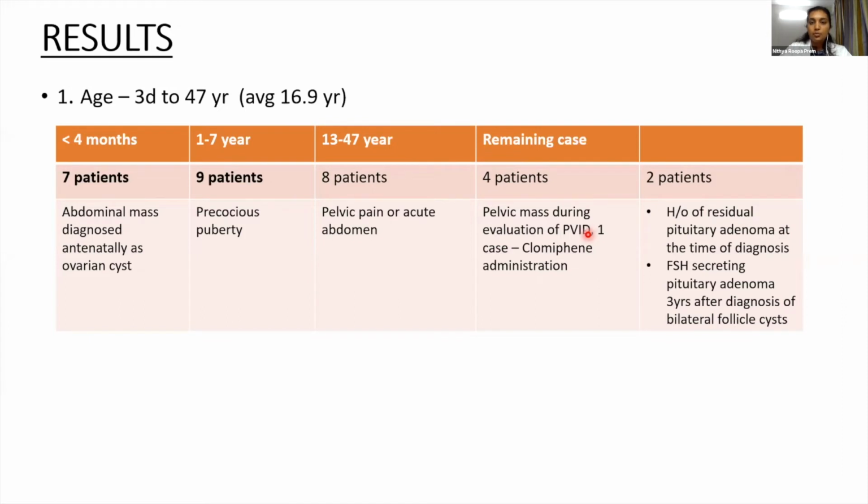8 patients presented with pelvic pain or acute abdomen, and of the remaining cases, 4 patients presented with pelvic mass during evaluation of pelvic inflammatory disease, 1 case secondary to clomiphene administration. 2 patients, of which 1 had history of incomplete residual pituitary adenoma at the time of diagnosis, and the other one with FSH secreting pituitary adenoma, which was diagnosed 3 years after diagnosis of bilateral follicle cyst.